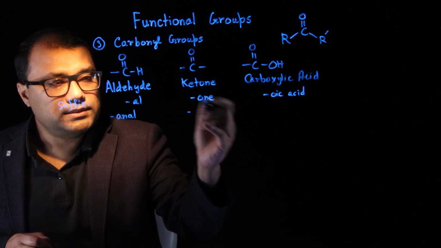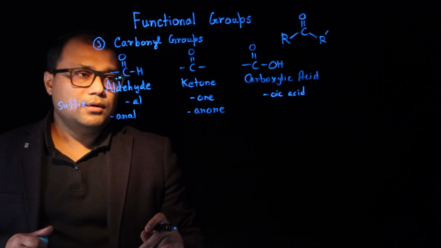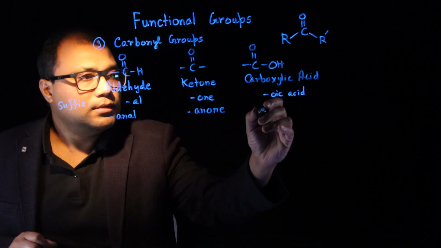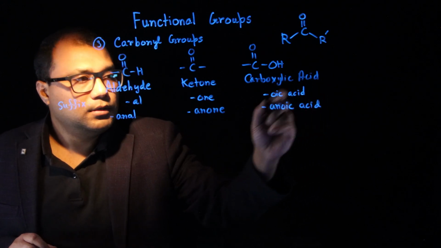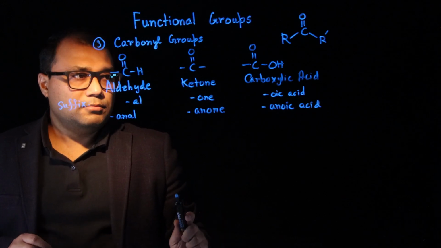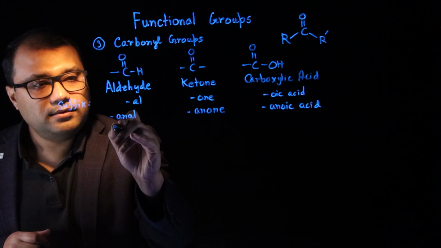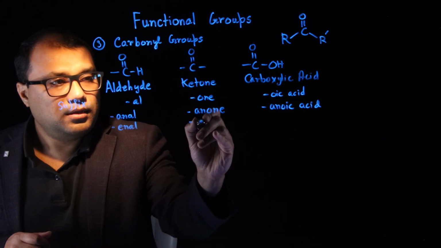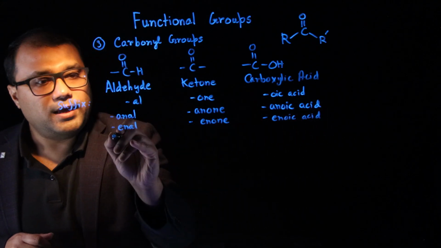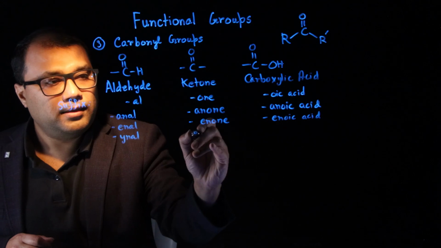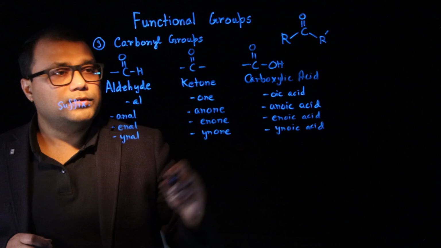This one, let's say if it is an alkane, then it will be A-N-O-N-E. So methanone, ethanone, propanone, and such. This one will be anoic acid. So ethanoic acid, propanoic acid, and such. Okay. So similarly, if it was an alkene, then it will be E-N-al, E-N-one, E-N-oic acid. And for alkynes, it will be Y-N-al, Y-N-one, and Y-N-oic acid. We'll go over some examples, it will make it clear.